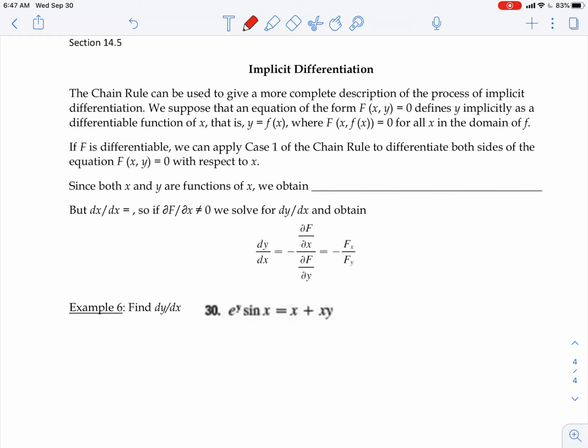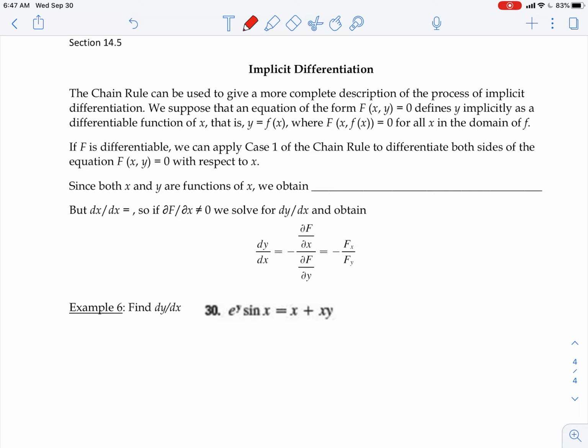So suppose that an equation of the form, say we have a function with two independent variables, F of x, y, equal to 0, but it defines y implicitly as a differentiable function of x. So we're defining y as a function of x, so that y is equal to f of x, where our function is really F of x, f of x, and we're going to set that function equal to 0 for all x in the domain of f.